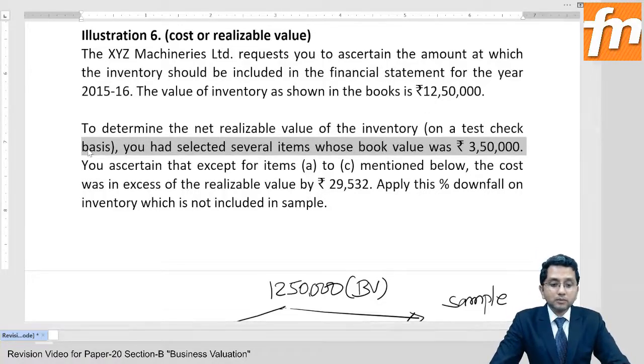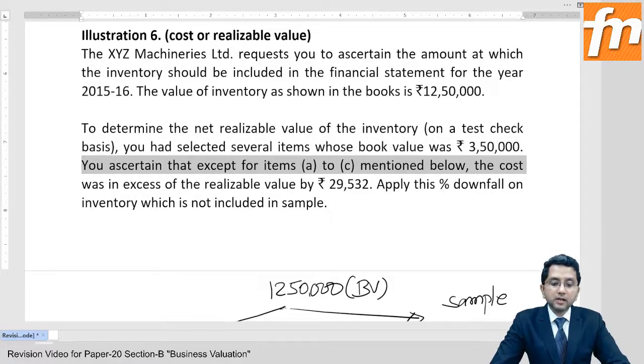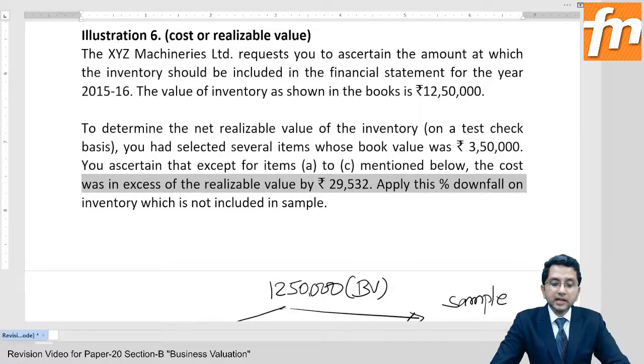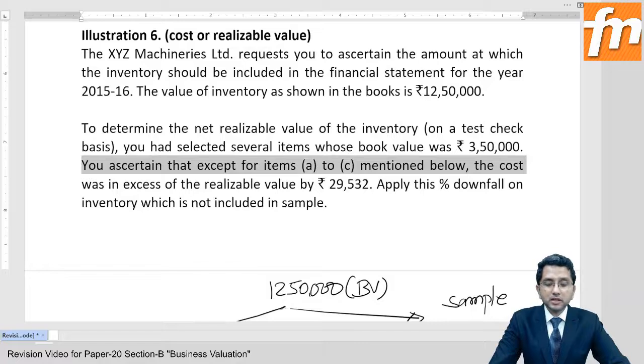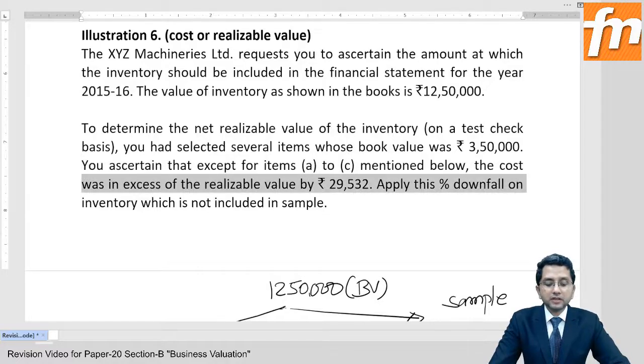You had selected several items whose book value was 3,50,000. You ascertain that except for items A to C mentioned below, the cost was in excess of the realizable value by 29532, or you can say that realizable value is less than the cost. The difference is roughly 30,000 rupees. So out of 3,50,000 also, now there are some special items mentioned in A to C, and the rest of the inventory is to be reduced by 29532.